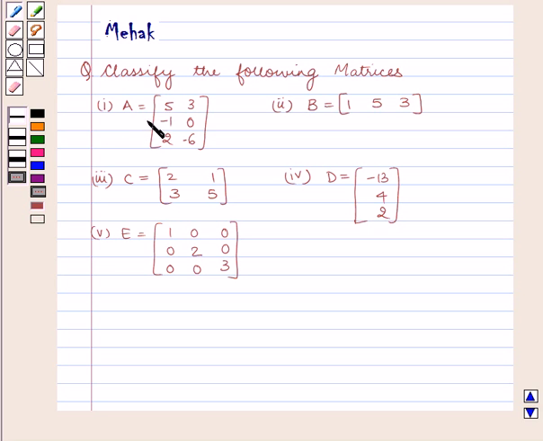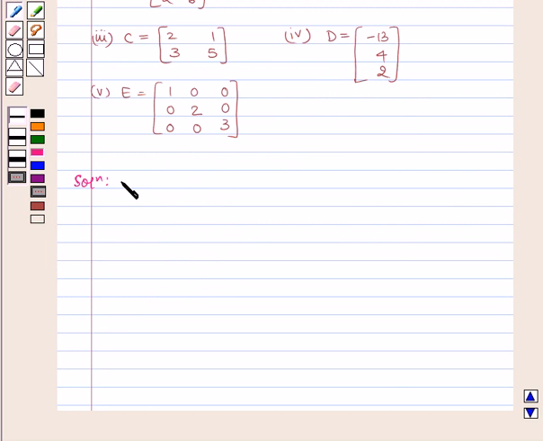First part, A is equal to the matrix containing elements 5, minus 1, 2, 3, 0, minus 6. Second part, B is the matrix with elements 1, 5, 3. Third part, C is the matrix with elements 2, 3, 1 and 5. Fourth part, D is the matrix with elements minus 13, 4 and 2. Fifth part, E is the matrix with elements 1, 0, 0, 0, 2, 0, 0, 0, 3. Now, the first part is A is equal to matrix 5, minus 1, 2, 3, 0, minus 6.